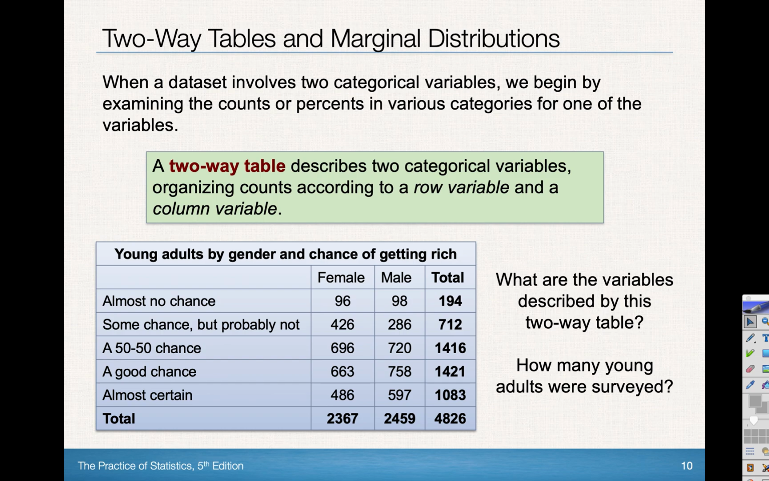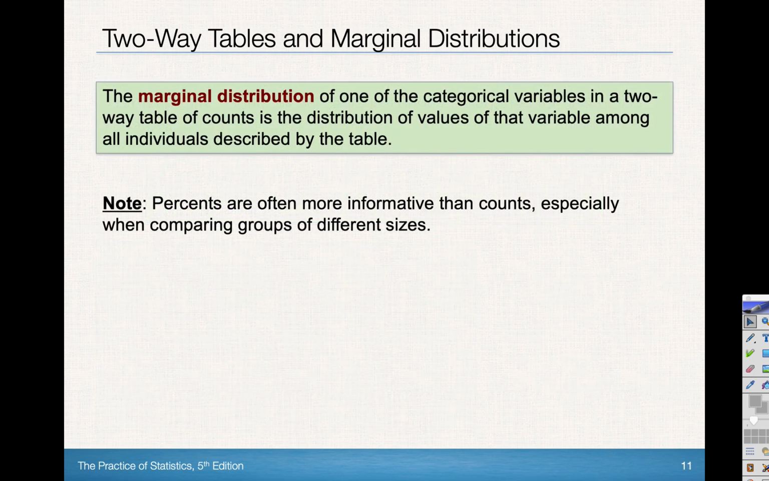Okay, so those are my two categorical variables: their chance of getting rich and gender. The marginal distribution of one of the categorical variables in a two-way table of counts is the distribution of values of that variable among all individuals described by the table.